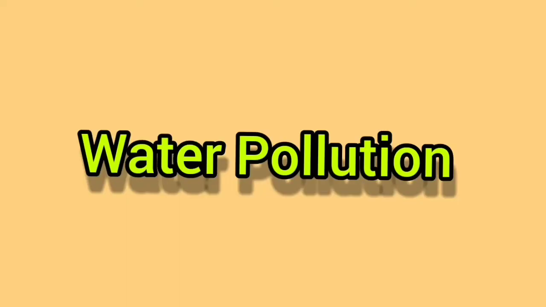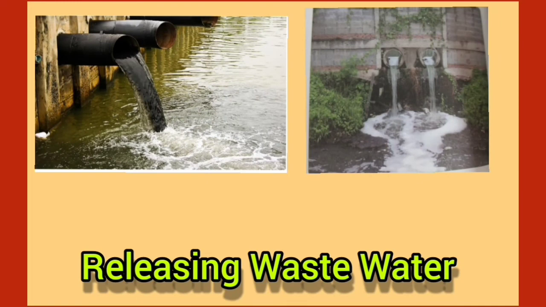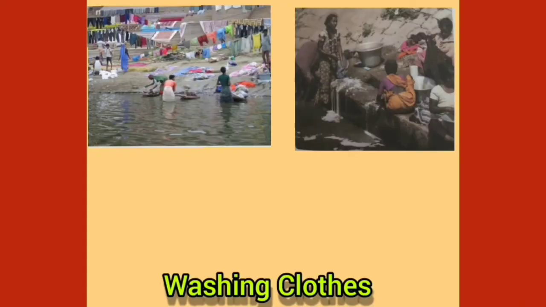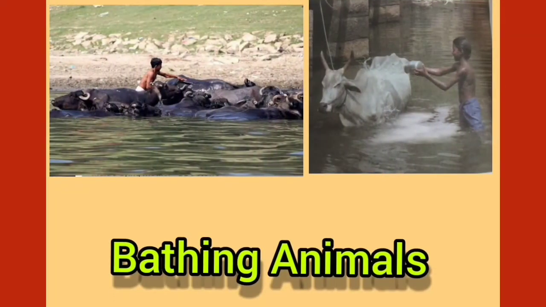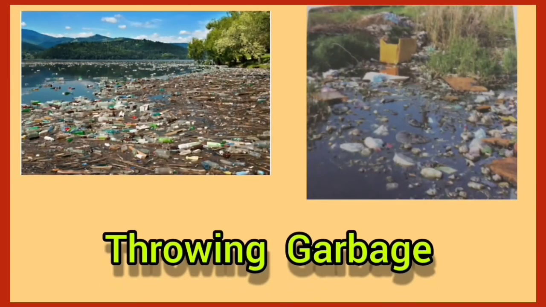Now, let's learn different activities that pollute water and air. Images for water pollution. Releasing waste water in different water bodies such as rivers, ponds, lakes and oceans. Washing clothes in these water bodies. Bathing animals in these water bodies. And throwing garbage in water.